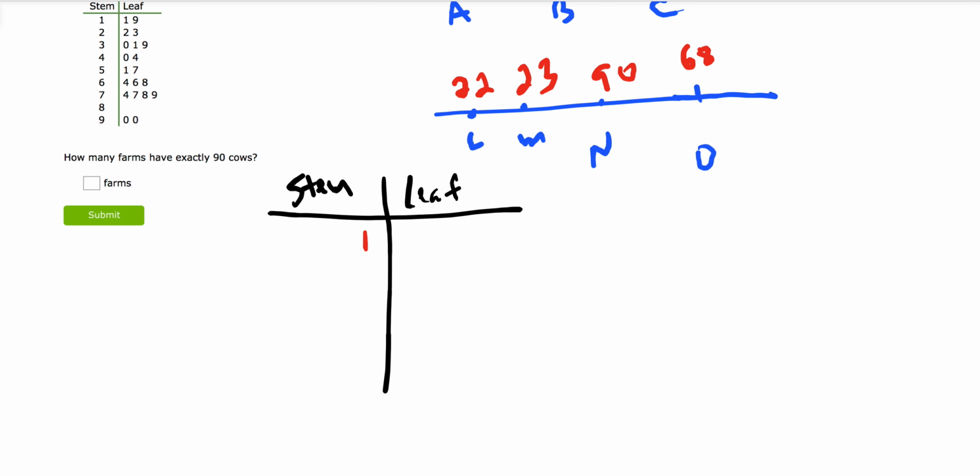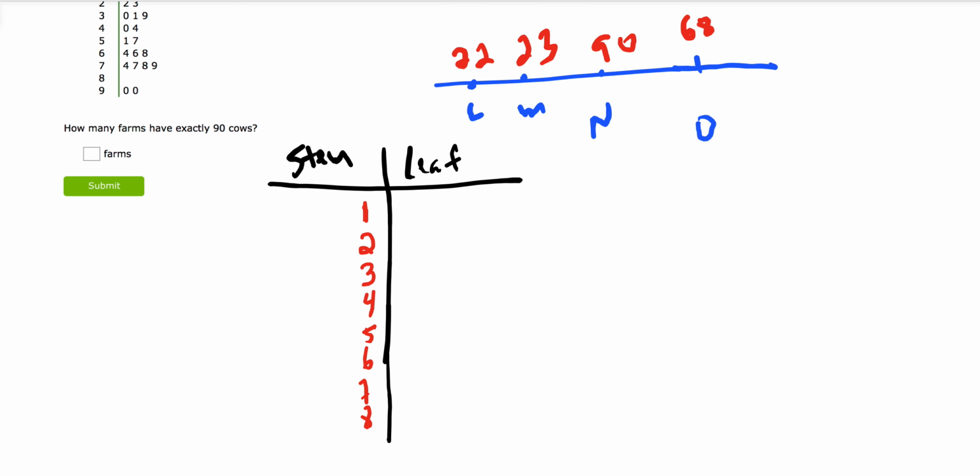So this represents anything in the tens. Anything that's 10, 11, 12, 13, 14, 15, 16, 17, 18, 19 will go in here. Anything in the 20s, 20, 21, 22, 23, 24, 25, 26, 27, 28, 29 will go there. Anything in the 30s will go there. Anything in the 40s, 50s, 60s, 70s, 80s will go there. And anything in the 90s will go here. All right.